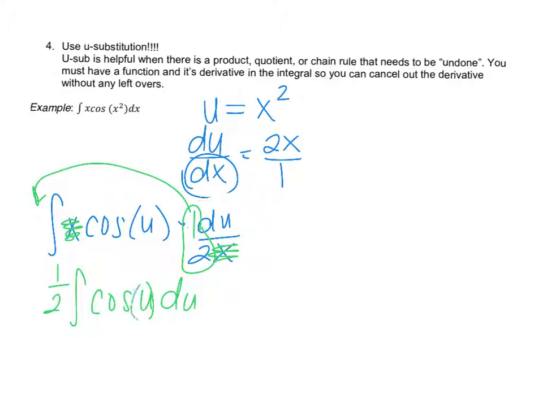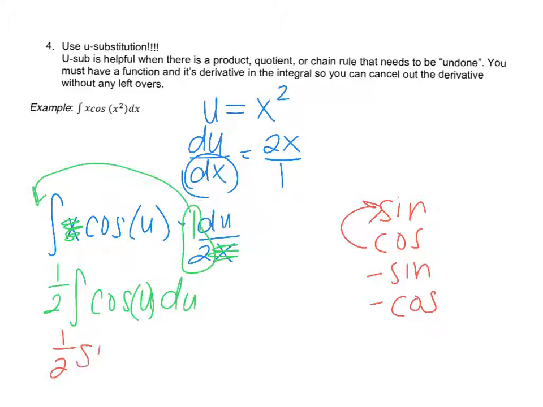And look how much nicer that is. I can tell you what the integral of cosine is. Remember that sine cosine trick I showed you in the last video? Sine, cosine, negative sine, negative cosine. The integral of cosine is going backwards, so it's just sine. So this is 1/2 sine. Replace that u back. U is x squared, plus c.